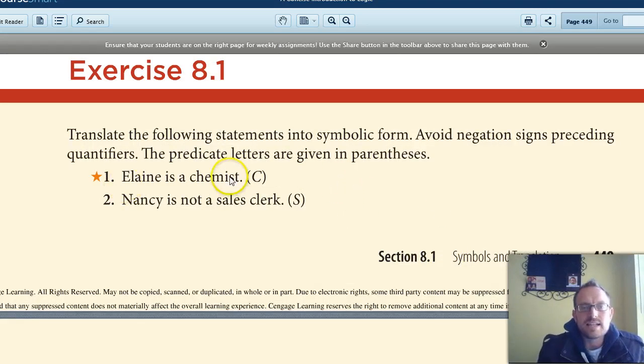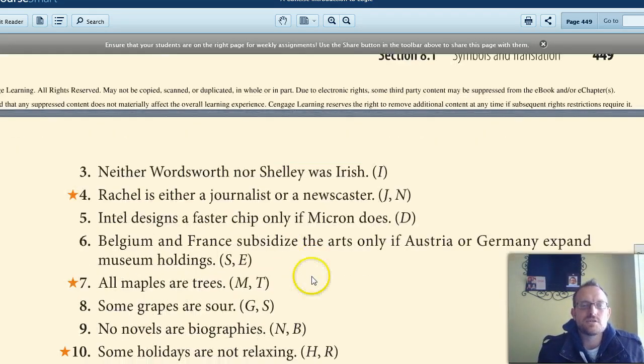Elaine is a chemist. They're going to want you to basically avoid negation signs preceding the quantifiers. The predicate letters are given in parentheses. But you can do that, right? Because we've done it. Elaine is a chemist. That's going to be C E, right? Nancy is not a sales clerk. That's going to be S N. You can see on and so forth. But let's go down here.